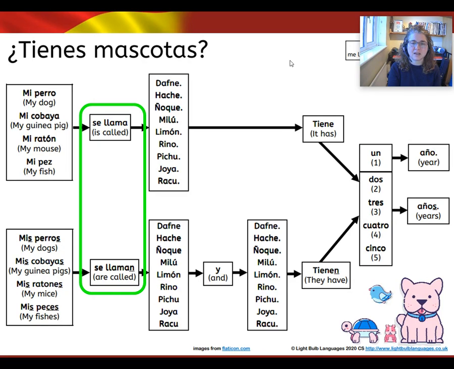Let's try those again. Escuchad y repetid. Se llama. Se llaman.